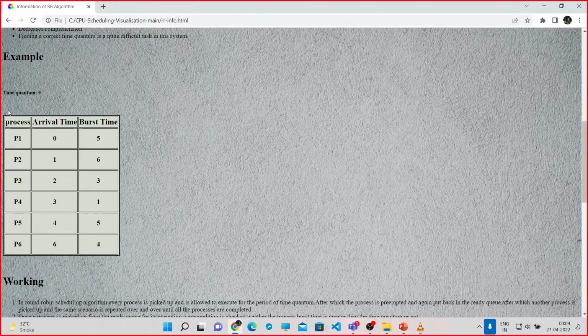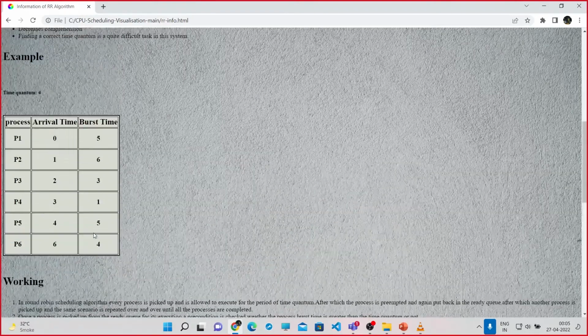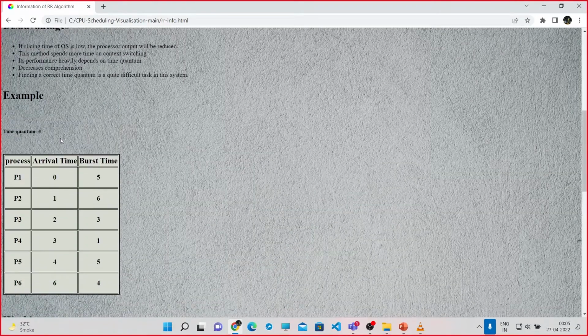Like here in this given example, we have taken the time quantum 4. Processes are P1 to P6 with arrival times being 0, 1, 2, 3, 4, 5, and burst times being 5, 6, 3, 1, 5, 4. The basic working of the round robin algorithm is that the process which arrives first, which in this case is P1 arriving at 0 seconds, is given the time quantum of 4 seconds to complete. It takes 5 seconds, so 4 seconds of work will be completed first, and then it will move to the second arriving process, which is P2.